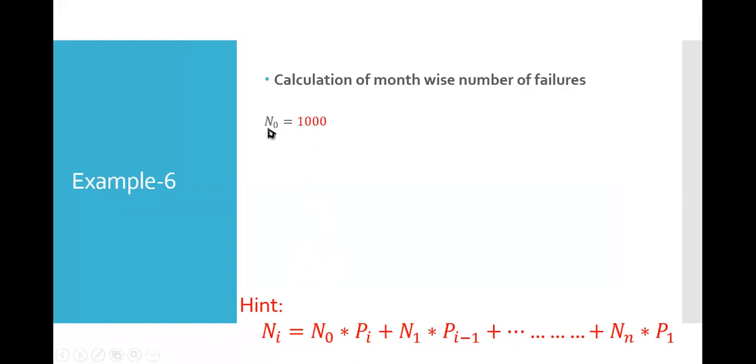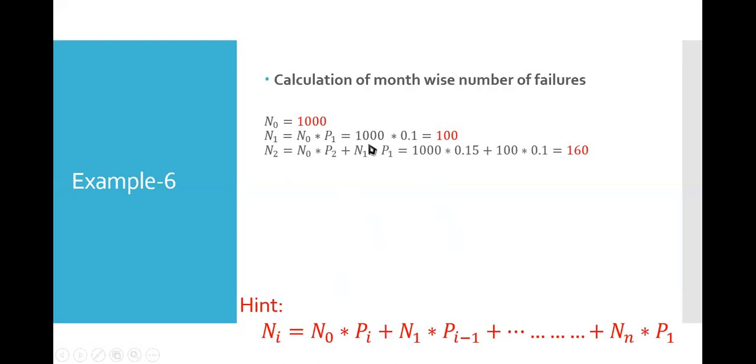Okay, so we have N0. Now we have N1. N1 is what? N1 is equal to N0 P1, since we are left with 1 as the last term. So it is 1000 into 0.1, which is 100. Likewise, if we calculate N2, N2 is equal to N0 P2 plus N1 P1. It is 1000 into the probability for the second month, which was 15%, plus the probability for the first month, which is 10%. So it is 160.